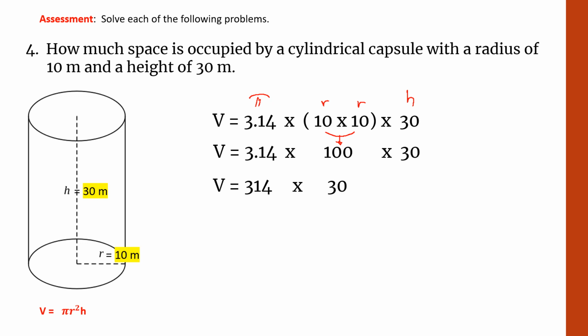Okay? Next, we have V equals 314 times 30 because the product of these two, 3.14 and 100, is 314. And then, we have 314 times 30, obvious, is 9,420. And since ang gamit na unit of measures ay meter, kaya meron tayo ditong cubic meters. Therefore, children, ang sagot sa problem number 4 ay 9,420 cubic meters ang volume.